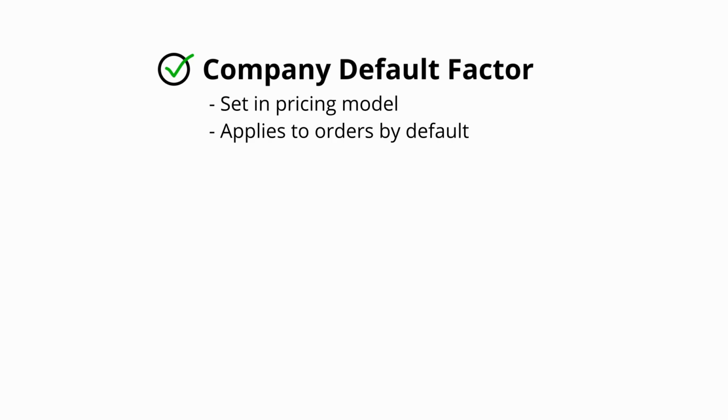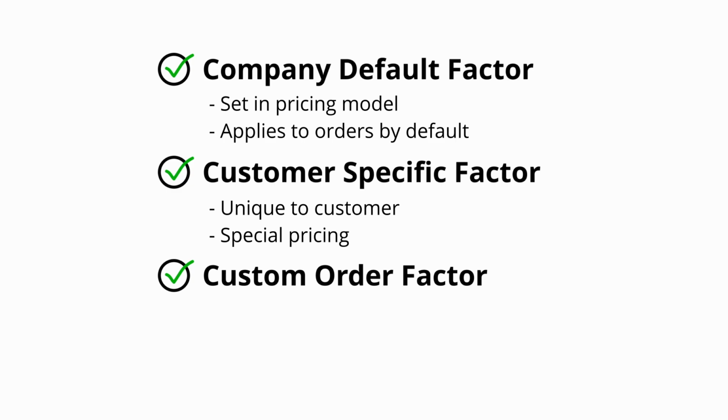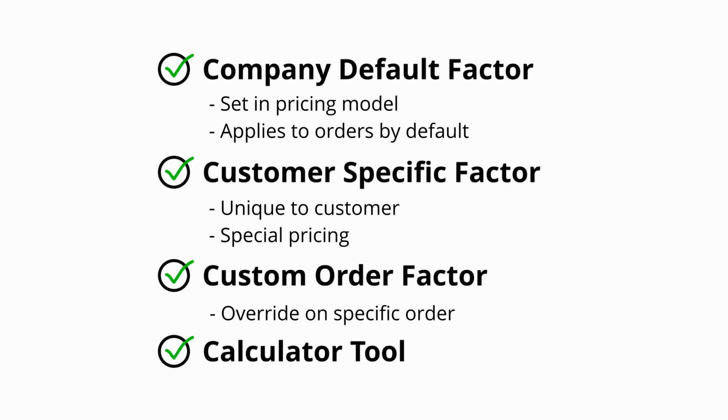To recap, you have a lot of control over your overhead pricing in Quickbid. The company default factor. You set this in the pricing model. It applies to all orders that don't have a specific factor. Customer-specific factors. You can assign unique factors to individual customers, giving them special pricing. Custom order factors. You can override all other factors for a specific order. The calculator tool helps you determine what your factors should be based on overhead and direct costs.